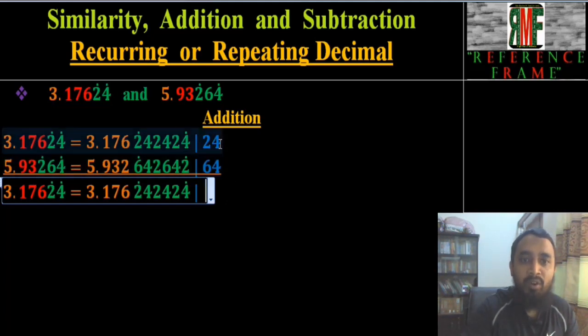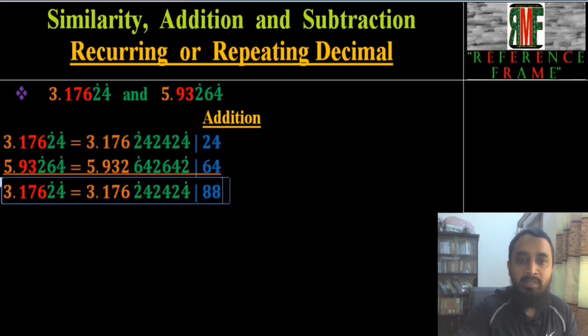So 4 plus 4 becomes 8, and 2 plus 2 becomes 8. So look, we do not have any carry here. Okay, we may have a carry here, but here we do not have any carry. Okay, now 4 plus 2, this is going to be 6.